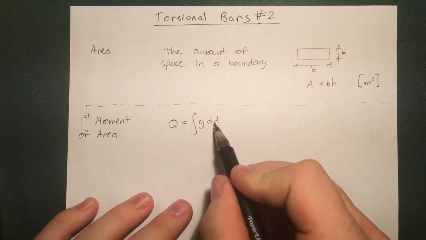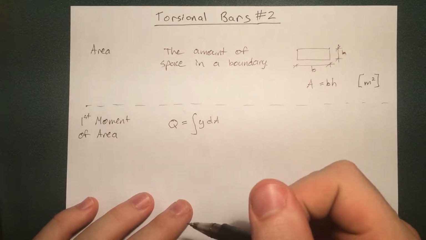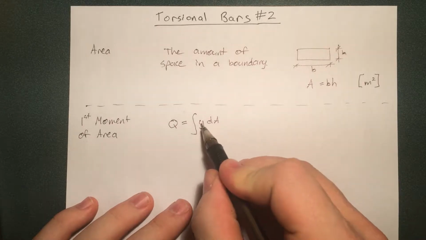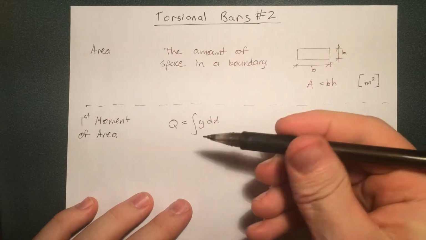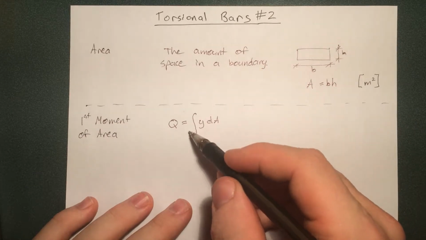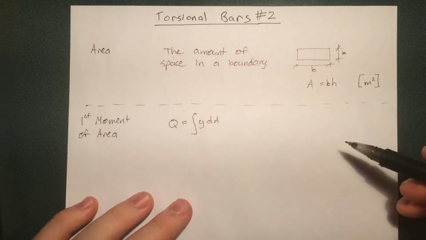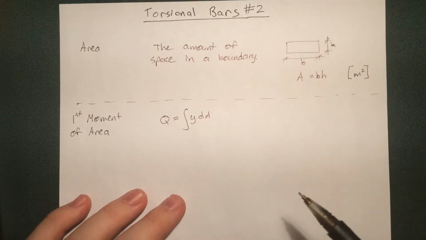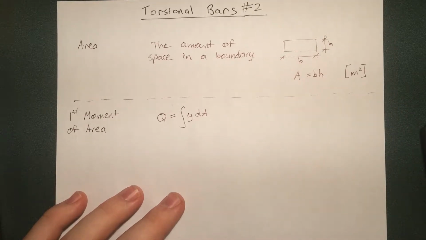And in this, we need to define an axis to base it off of. Because if we're multiplying it by a distance, we need to have a point where we measure the distance from. So the moment of area of something is going to be different depending on where you define it to start from. So let's just take an example here.